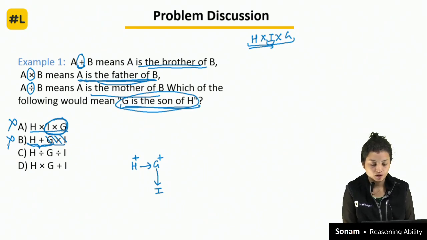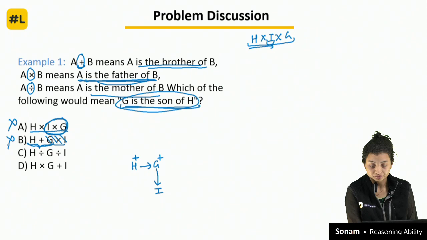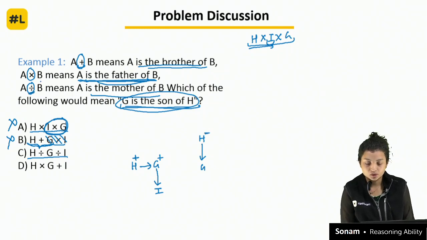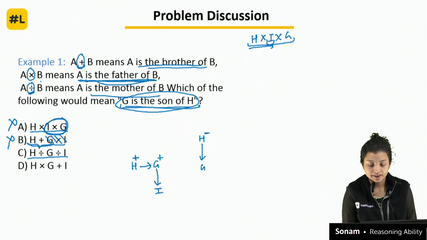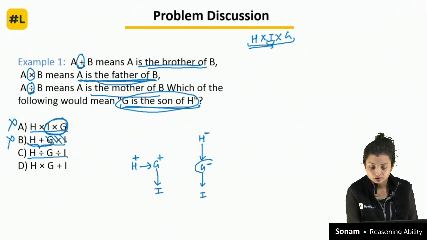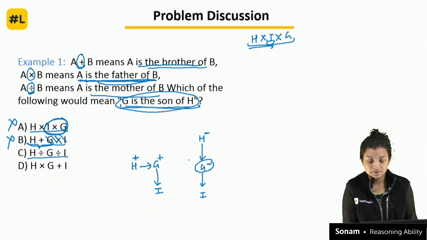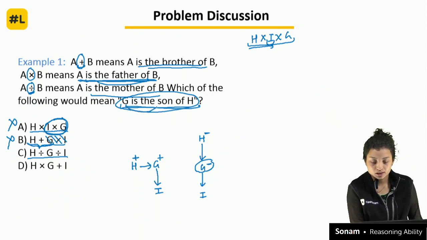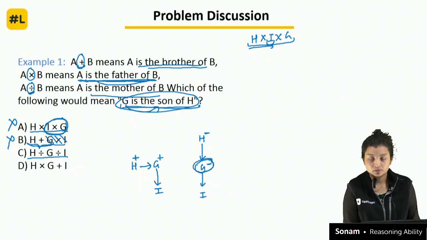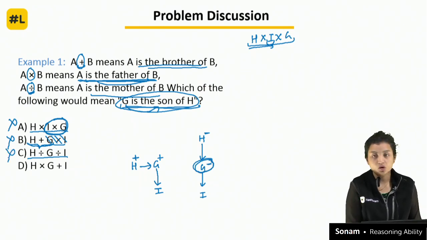Come to option C. H divide G. Okay, I'm talking about option C. H divide G means H is mother of G, right? By this statement, H is mother of G. Okay, G divide I means G is mother of I. So G is female. Yes or no? By this I got that G is female. But they are saying G is son. So G is female over here. So option C is also wrong, right?